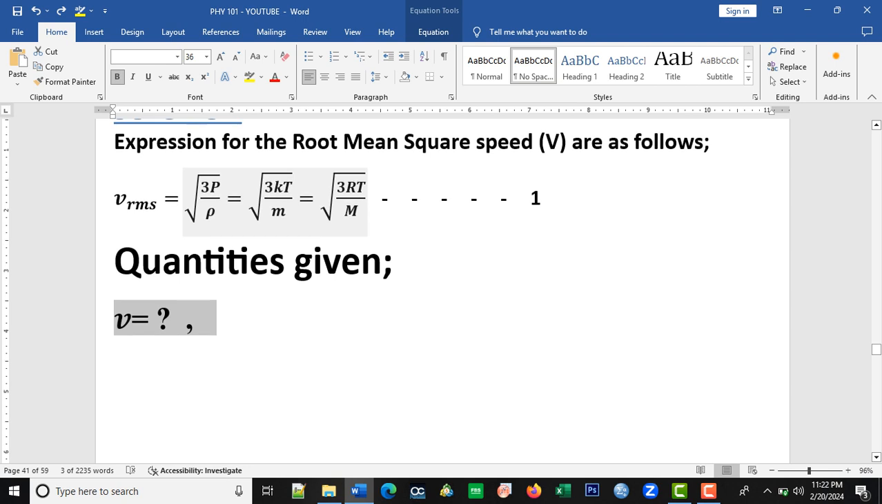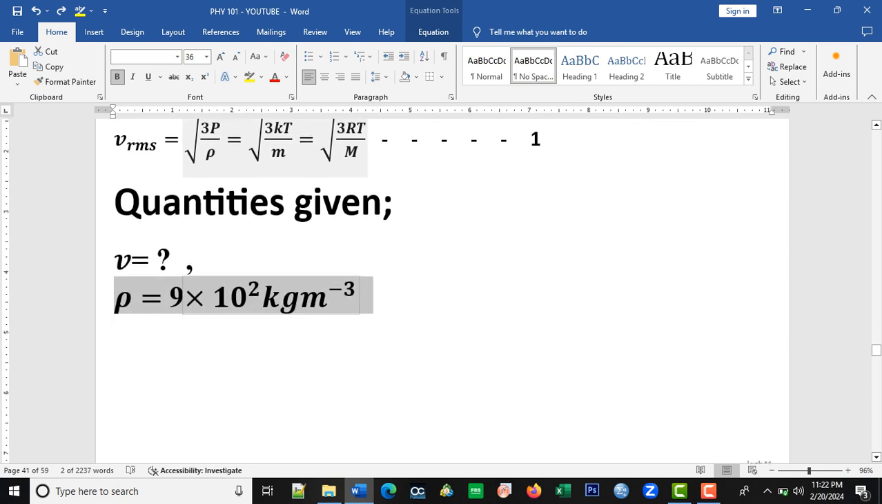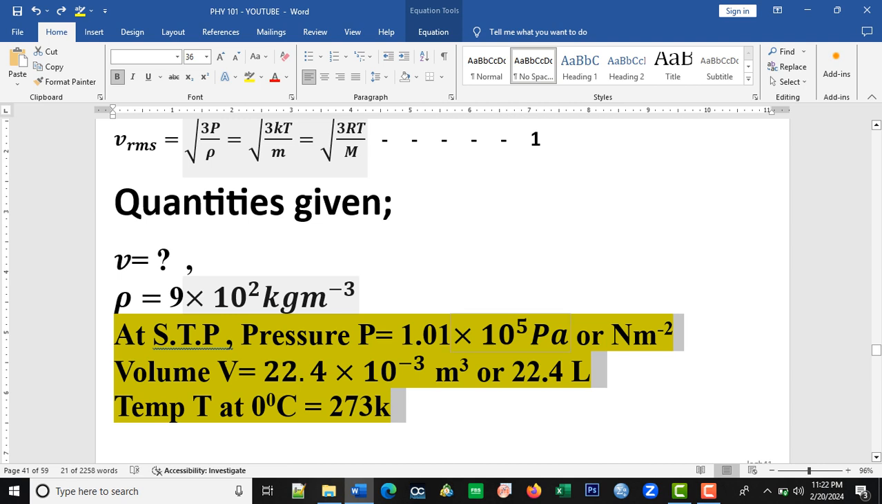So we have to find the velocity. The density is given. And at STP, these are the constants. Pressure equals 1.01 times 10 to the power 5 Pascal, or you can use Newton per meter square, whichever is correct. Then the volume is 22.4 times 10 to the power minus 3 meters cube, or in liters, 22.4 liters, which if you convert from liters, you get the value in meters cube. Then temperature at STP, 0 degrees Celsius, is 273 kelvin.